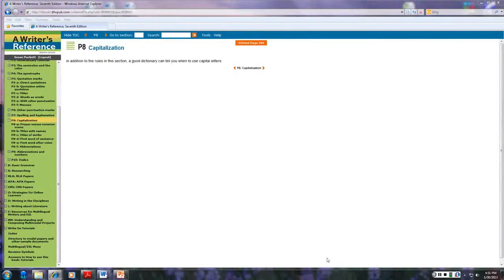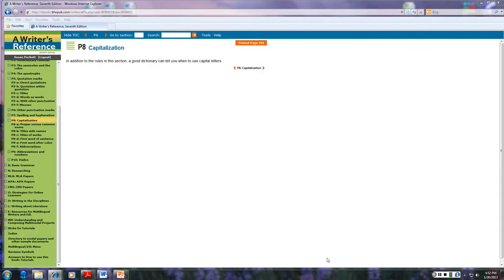P8 covers rules that have to do with capitalization, and again, I don't distinguish between and among these. First of all, proper versus common nouns. Make sure you're using it as a proper noun, that it is a specific person, place, or thing as opposed to general. Titles with names like Dr. and Mrs., titles of works.